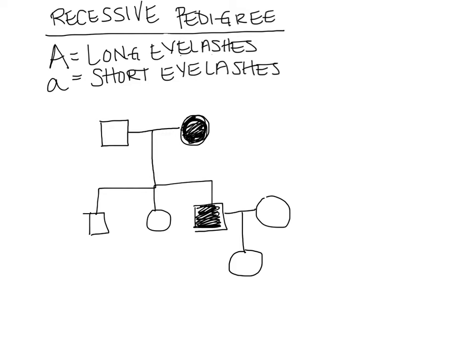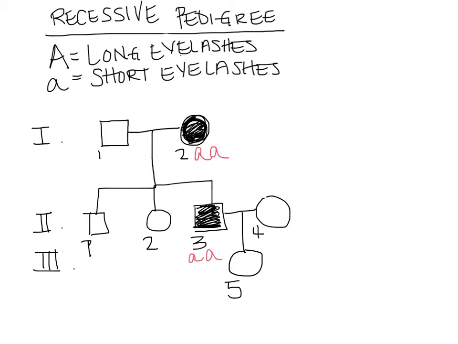The first thing you need to put in here are your generation numbers and your individual numbers. The next step is to fill in your genotypes. Always do the shaded people first in a recessive pedigree. Basically, always do the recessive people no matter what type of pedigree you're doing. In this case, because it's a recessive pedigree, look at the shaded people. The shaded people have short eyelashes, so they have to be little a, little a.